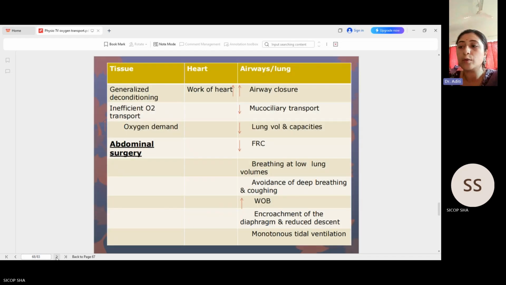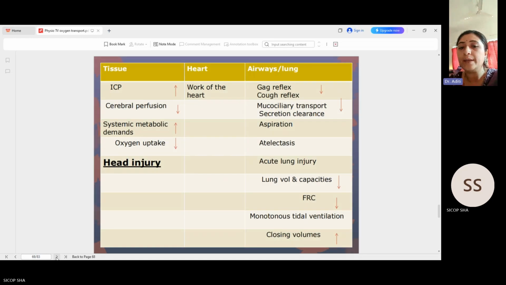So here again, encroachment of the diaphragm and related descent can be seen. Next slide. In case of head injury again, here the difference is with the ICP. So ICP is going to go up, cerebral perfusion is going to go down, the systemic metabolic demands are going to increase, and the oxygen uptake is going to decrease. So all this is going to put an extra added load on the heart. So the work of heart is going to increase.